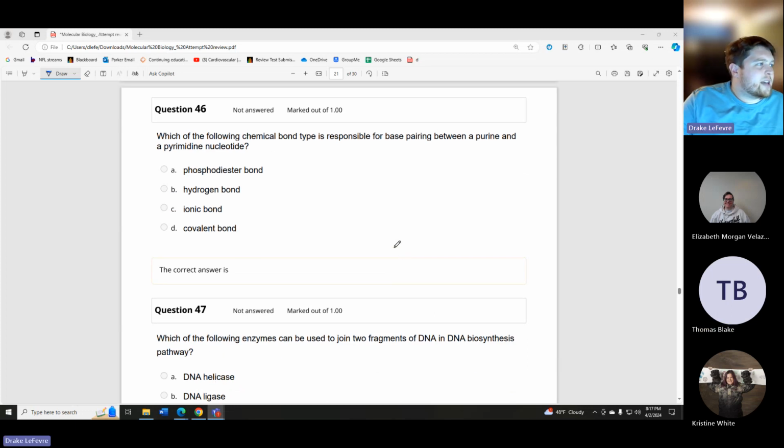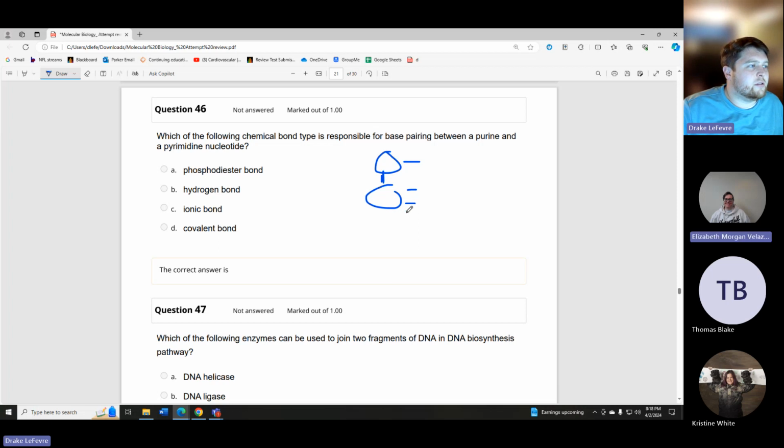Which of the following chemical bond types is responsible for base pairing between a purine and a pyrimidine nucleotide? Phosphodiester bond. Between a purine and a pyrimidine? Or is that still hydrogen? A phosphodiester bond is going to connect the base pairs together, but this is referring to what's going across to another. Oh, so it's still hydrogen, isn't it? Yeah, there are hydrogen bonds.